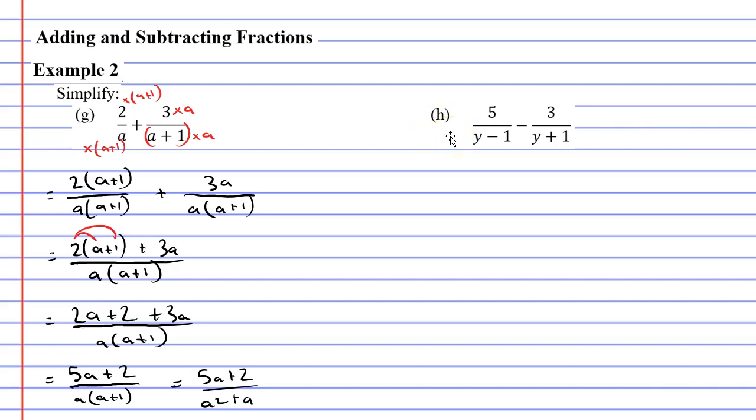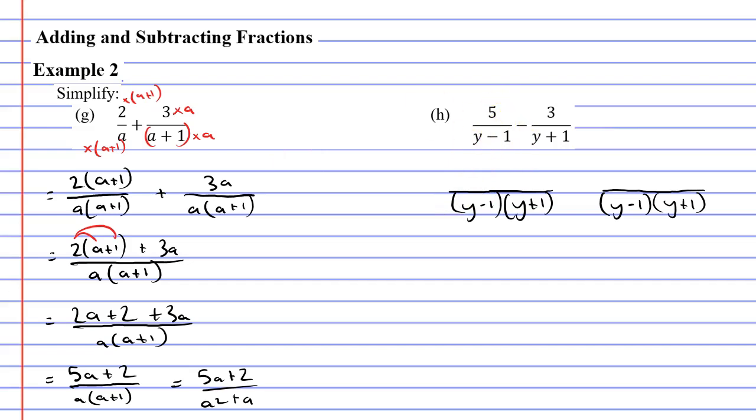Once again, my goal here is to make the denominators the same, and sometimes the best way to do that is to multiply each expression together. So let's do that. Our denominator will now be y minus 1, which is my first expression here, multiplied by my second expression, y plus 1. So I'm going to have two fractions with the same denominator of y minus 1 times y plus 1. So let's look at our first fraction here.